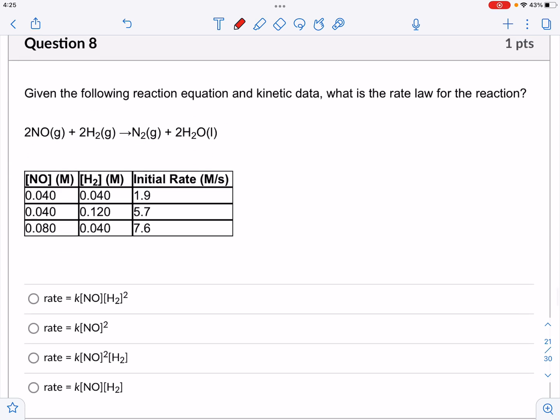Given the following reaction and kinetic data, what is the rate law for the reaction? We'll look at trials that change the concentration of one of the reactants and not the other. You keep the other constant to make things easier. The rate will be in the form of K, concentration of NO to the power N, concentration of H2 to the power M. First we'll look at the first trial and the second trial.